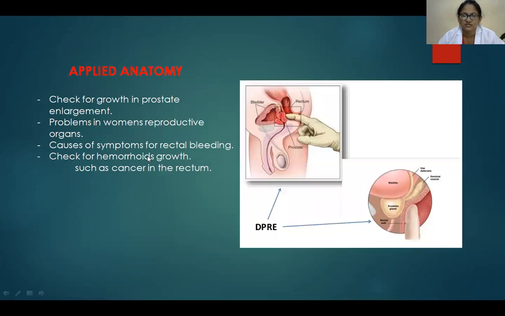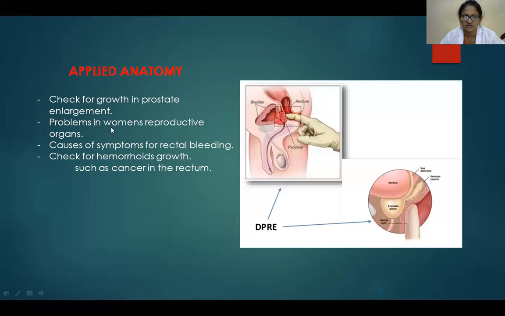Next, coming to the applied aspects of the rectum. This is the perrectal examination. Why do we do this perrectal examination? To check for growth in prostate enlargement. If there is any prostate enlargement, we do the perrectal examination.